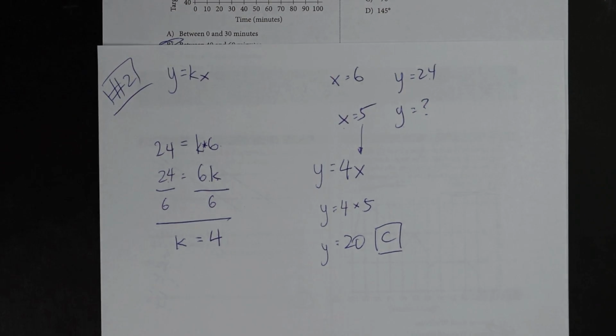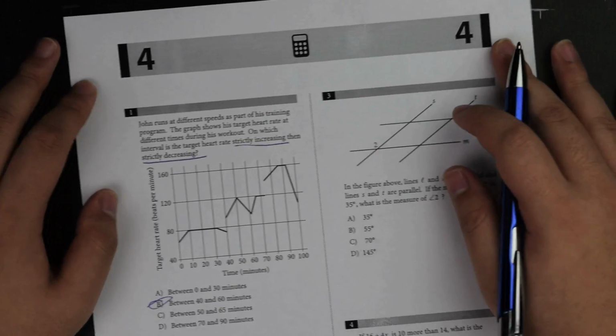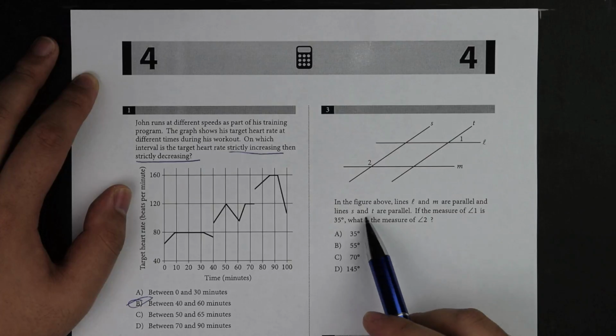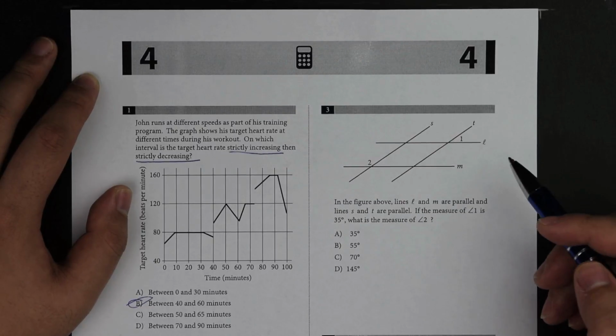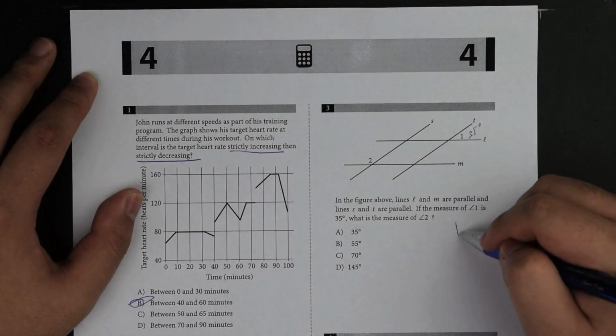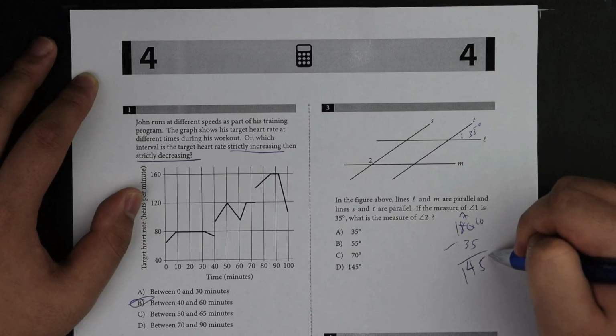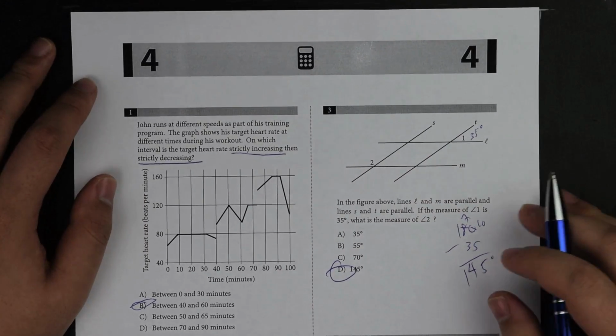Okay, and so now I'm going to continue on to the next question. So for number 3, let's see. Okay, in the figure above, they are parallel. Okay, and the measurement of 1 is 35 degrees. What's the measure of 2? Well, okay. So for number 3, the answer is D.